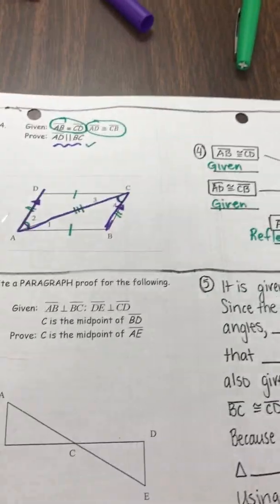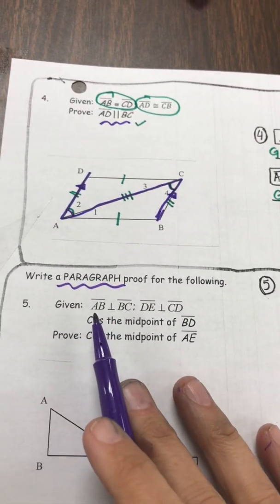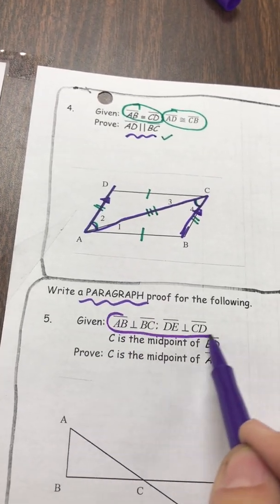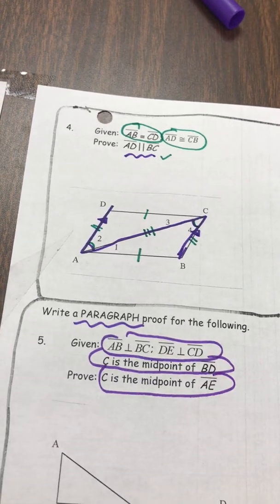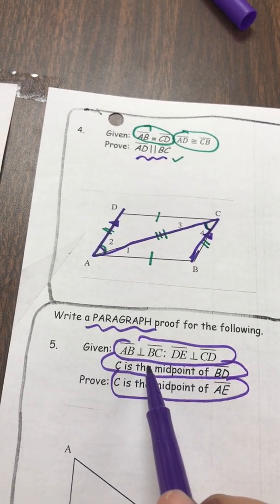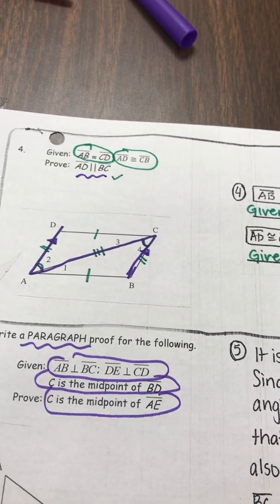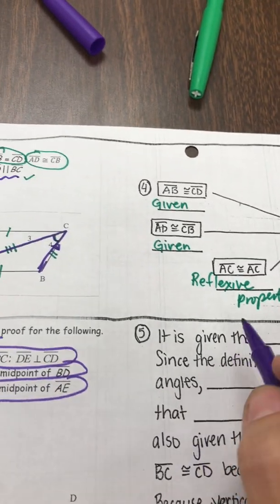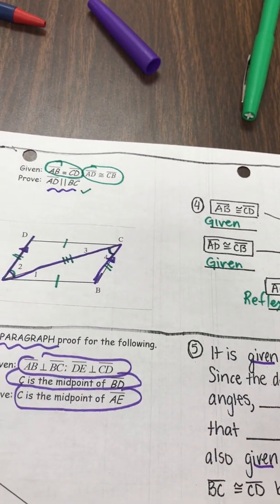Now last, some of us, not everybody, but most people got a chance to practice a paragraph proof. So let's take a look. It says, given this, okay, and this, prove that. Okay, so given this, so it looks like I got to put everything in here. And then it says the word given again. So I think I'm going to put this first step here.